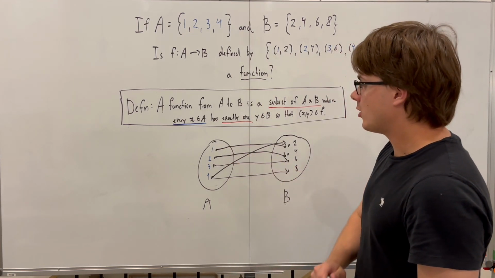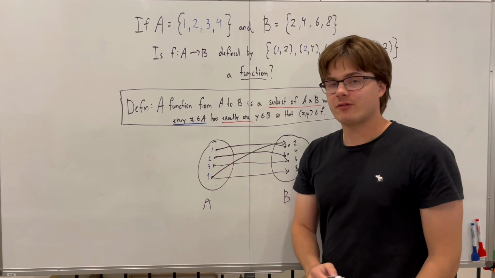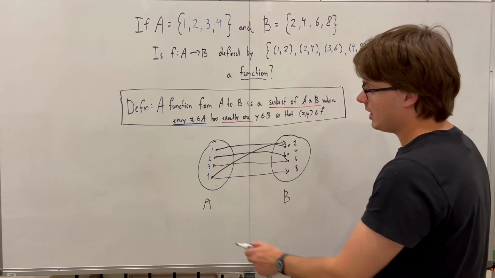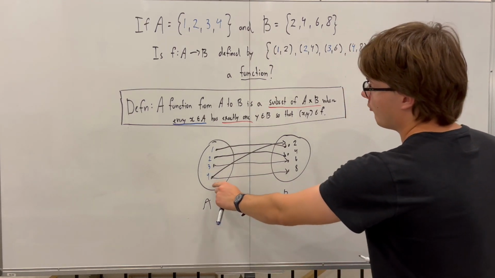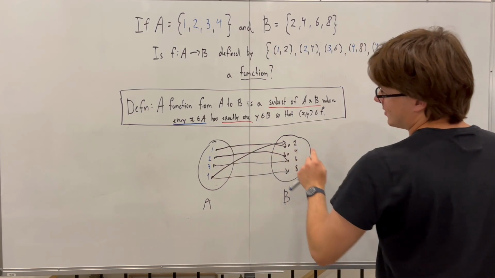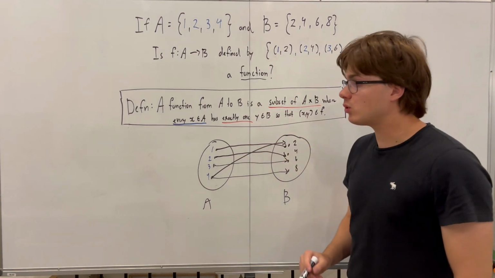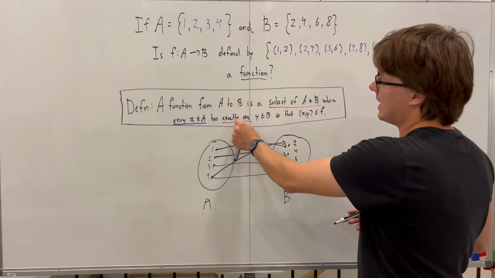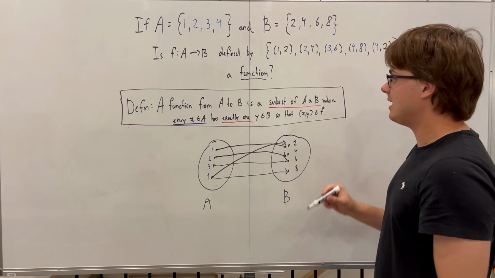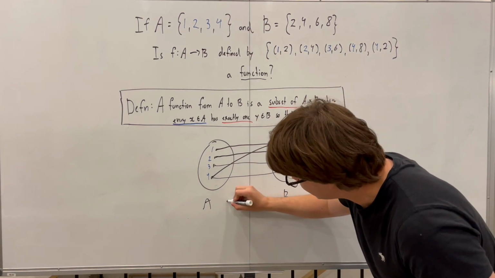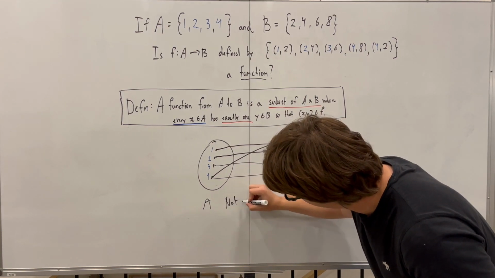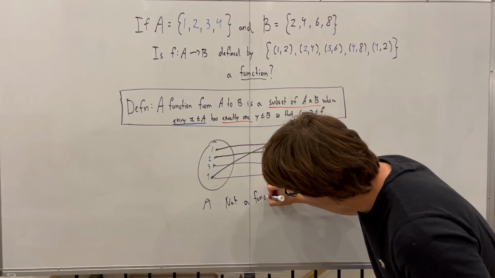Well, there's one arrow coming from 1, one arrow coming from 2, one arrow coming from 3, but 4 has 2 arrows coming from it. 4 maps to 8 and 4 maps to 2. So it breaks this last rule, that 4 does not have exactly one element in B that it maps to. So this makes it not a function.